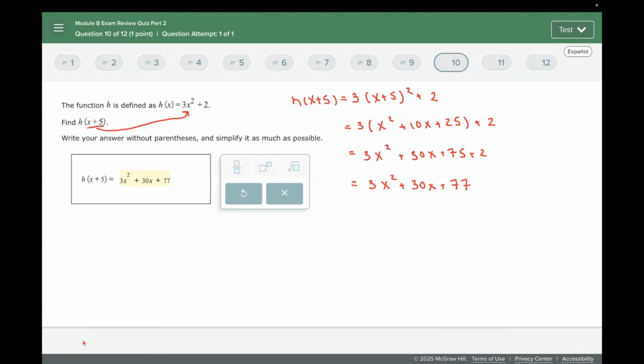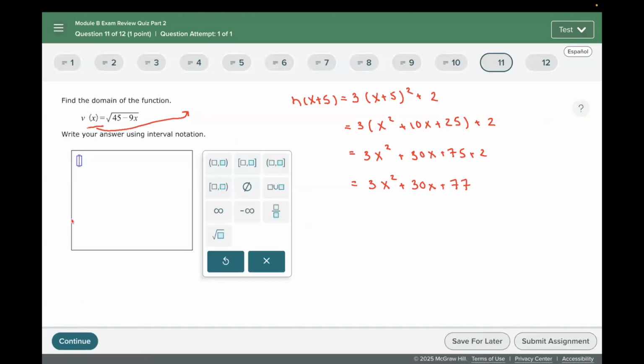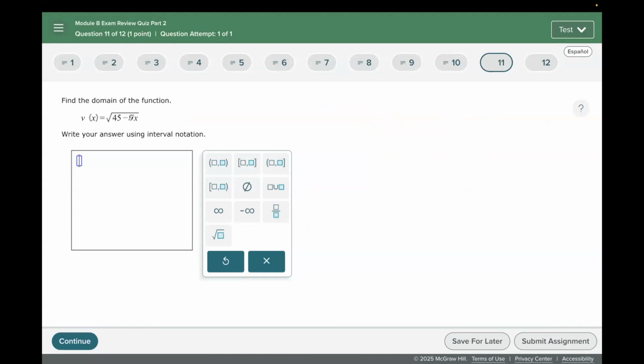Excellent, let's keep going. Oh, a domain one. All right, so this one's saying find the domain of the function, write your answer using interval notation. So for square roots or even roots, like fourth roots, sixth roots, eighth roots, we need what's under the square root to be greater than or equal to 0. So we need 45 minus 9x greater than or equal to 0. Well, that means that 45 is greater than or equal to 9x. And then I'm going to divide both sides by 9. So then 5 is greater than or equal to x. Another way of saying this is that x is less than or equal to 5.